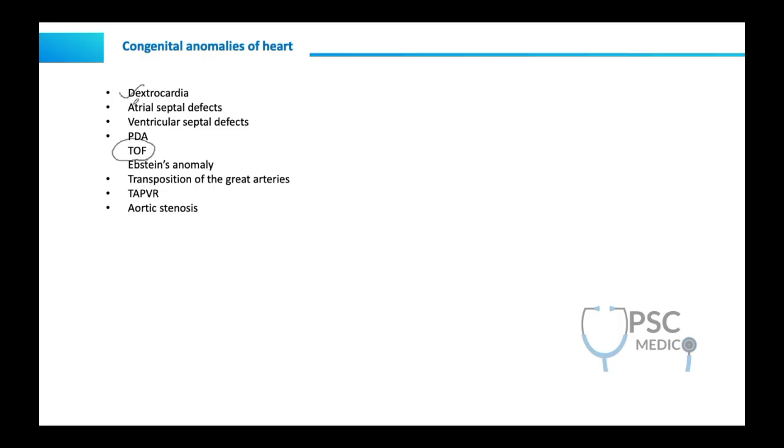So we are done with dextrocardia, ASD, VSD and PDA, which are left to right shunts and acyanotic heart diseases, and we are also done with the cyanotic heart disease, tetralogy of Fallot. We are left with four more common congenital anomalies. One important one is Ebstein anomaly. In Ebstein anomaly, what happens?